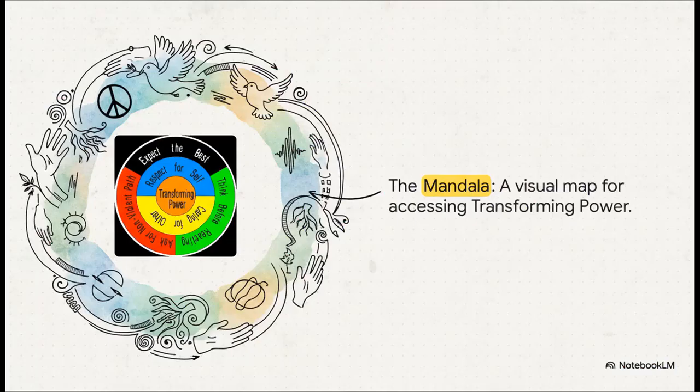So how do you visualize an idea like that? Well, AVP uses this. It's called the mandala. You can think of it like a map. Right there in the center, that's the goal, transforming power. And all the layers around it, those are the paths that show us how to get there.